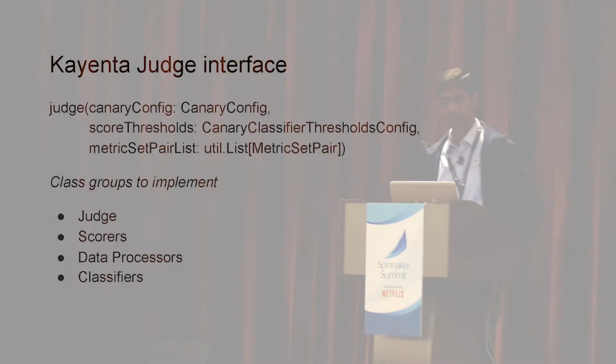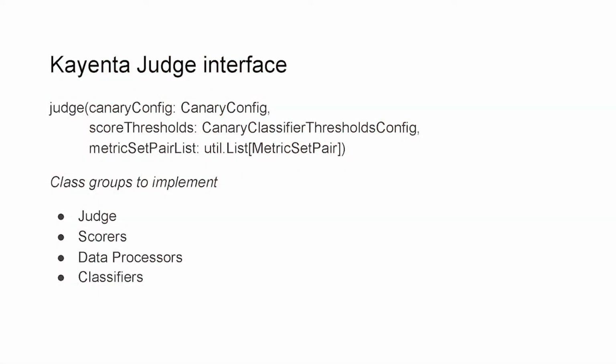And once we call the judge, the class groups that need to be implemented are essentially the judge class. Judge basically is an overall class that calls the classifier for each individual metric. Classifier is a way of saying pass or fail for an individual metric.